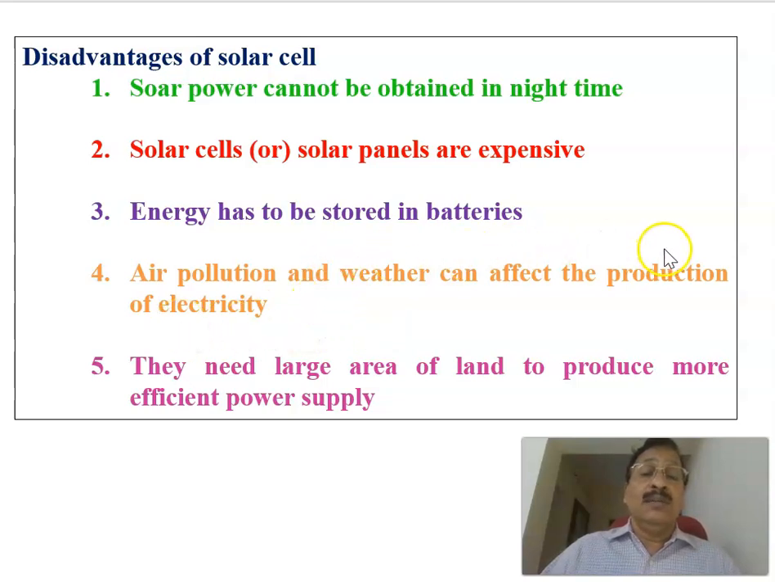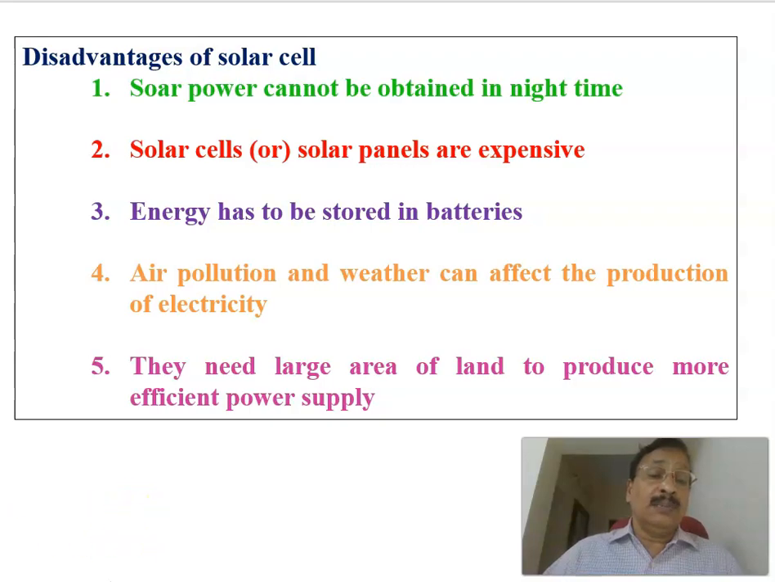Weather conditions will also affect it, like partial shading by trees or buildings on the panel, and on cloudy days the production is less. Therefore, that is another disadvantage. They also need a large area of land to produce more power, because as you know, efficiency is quite less than 20%. Therefore, it needs more area to tap the full energy. The area required is more. That is another disadvantage.